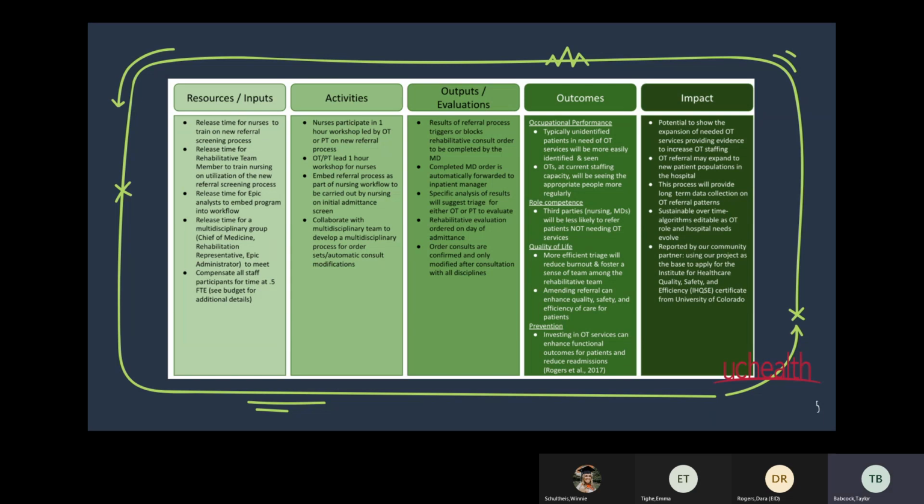The system is going to look like a referral process that's going to trigger or block a rehabilitative consult that gets sent to the MD. The MD then is going to sign off on it, and it's going to be sent directly to the inpatient manager, and he is going to triage it to either OT or PT based on what the referral process tells him. This is going to make rehabilitative evaluation ordered on the day of admittance, and it's also going to help create a system where there's a systematic reasoning for why someone is referred and why someone isn't.